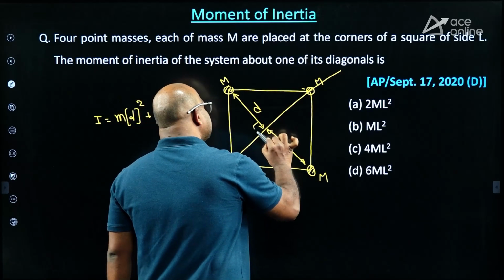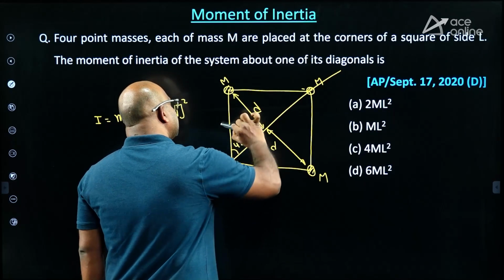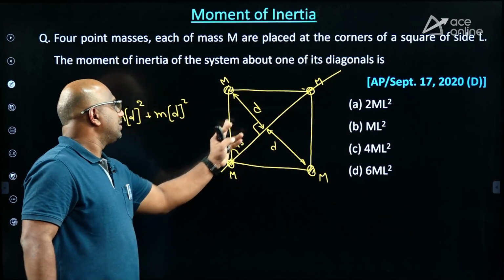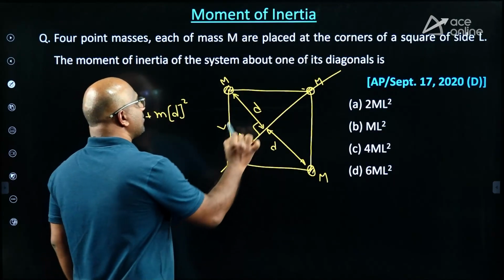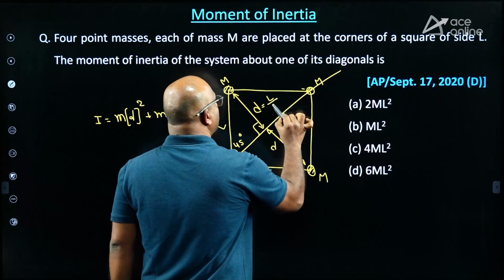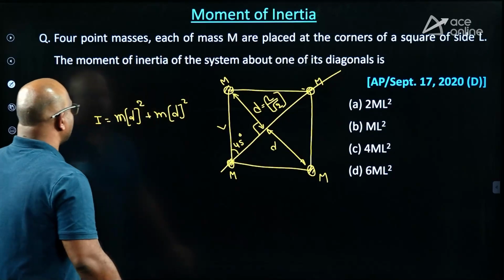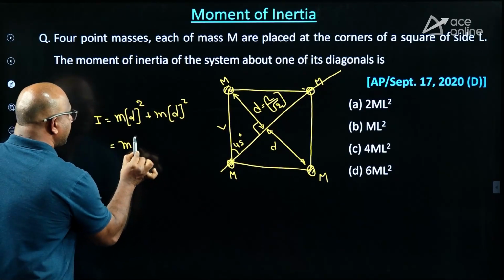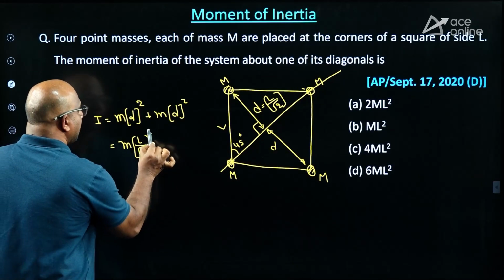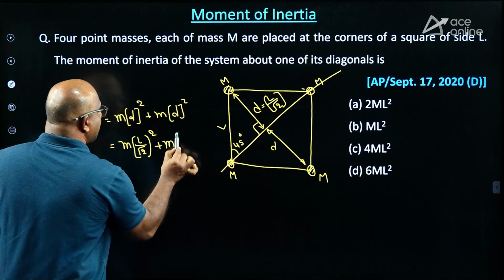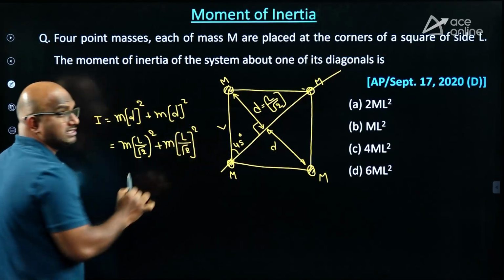Very simple. This is 90 degrees. This angle equals how much, guys? 45 degrees. This side is given as L. So it becomes L sine 45. L sine 45 means d equals L by root 2. Substitute here: m into L by root 2 whole square plus again m into L by root 2 whole square.